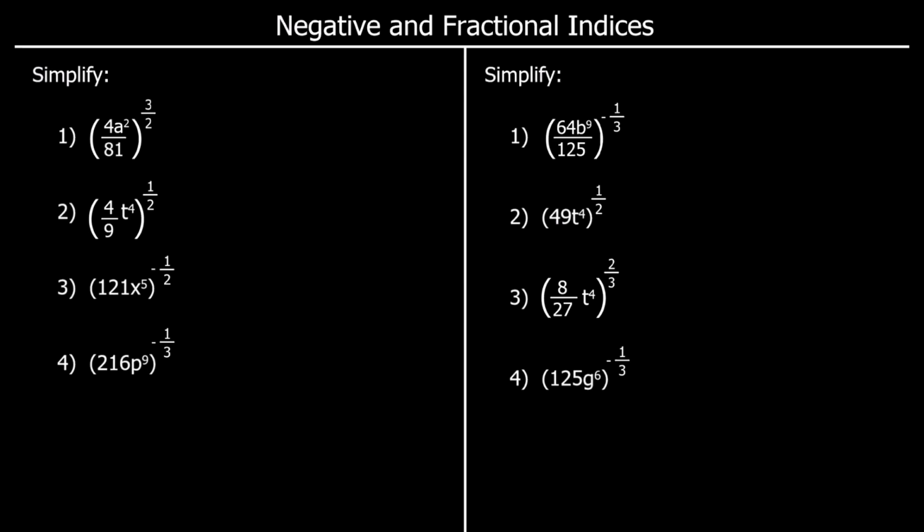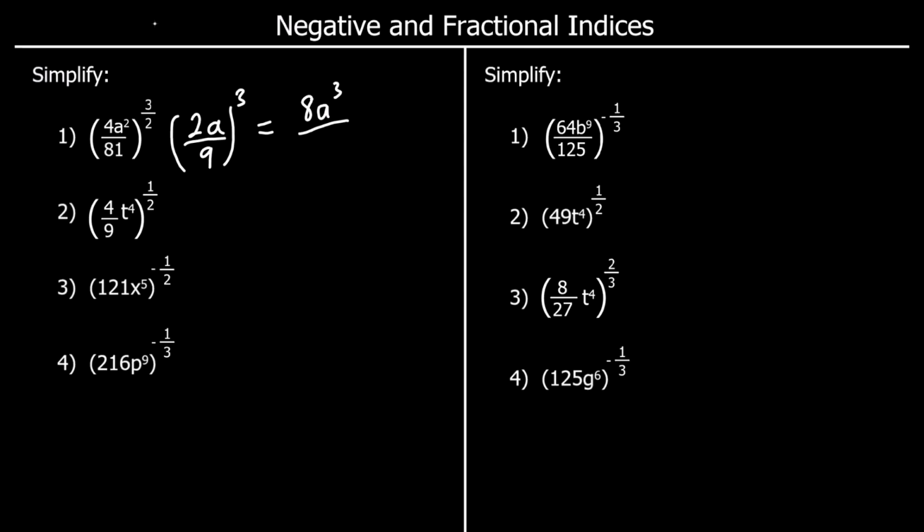This time we've got some letters as well. For question 1, we've got 4a squared over 81, all to the power of 3 over 2. So it's square root and then cube. Square root of 4a squared is 2a. Square root of 4 is 2, square root of a squared is a, and square root of 81 is 9. So that's square root, and then cube. That's going to be 8a cubed over 9 cubed.